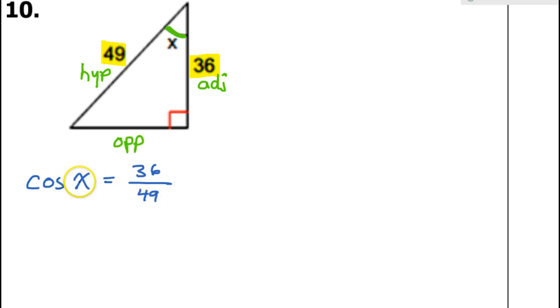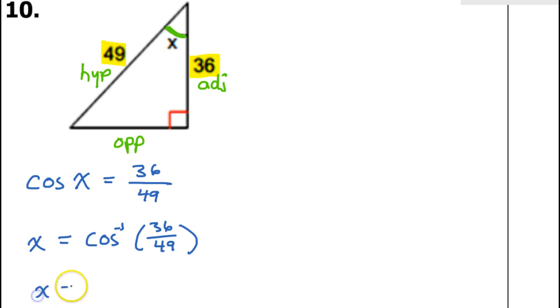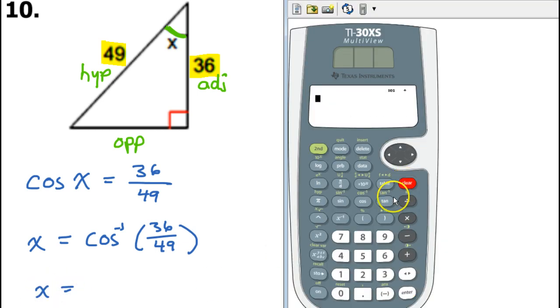Again, this is another one where the variable is inside the trig function. Whenever the variable is inside the trig function, that's when you do the inverse trig function. So x will equal the inverse cosine of 36 over 49. And just put that in your calculator. 42.719, got to round up.